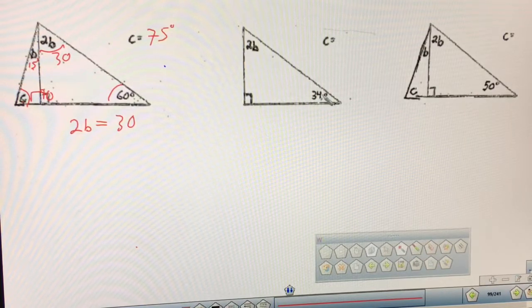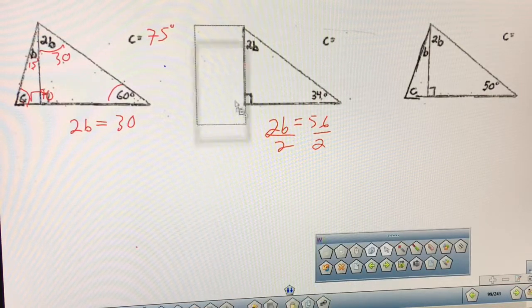Now that that's hidden, I don't know what 90 minus 34 is. It might be 56. Yeah, 56 plus 34 is 90. So 2b equals 56. Divide both sides by 2. That's going to be 28. So the angle in the hidden triangle is 28.